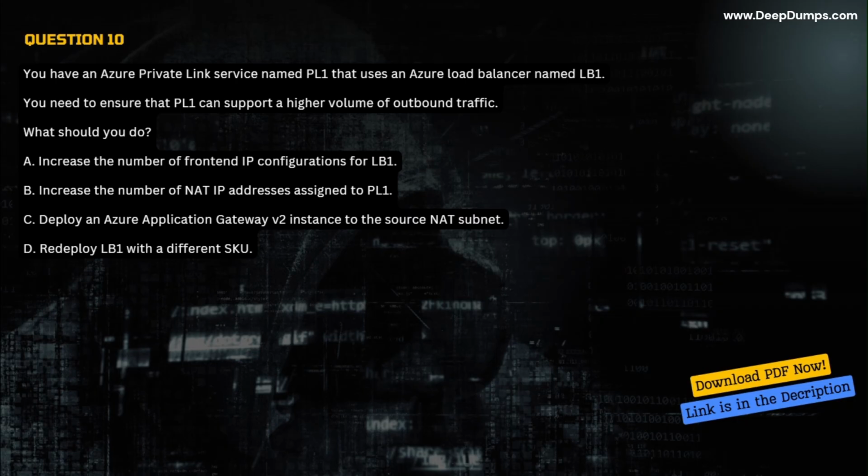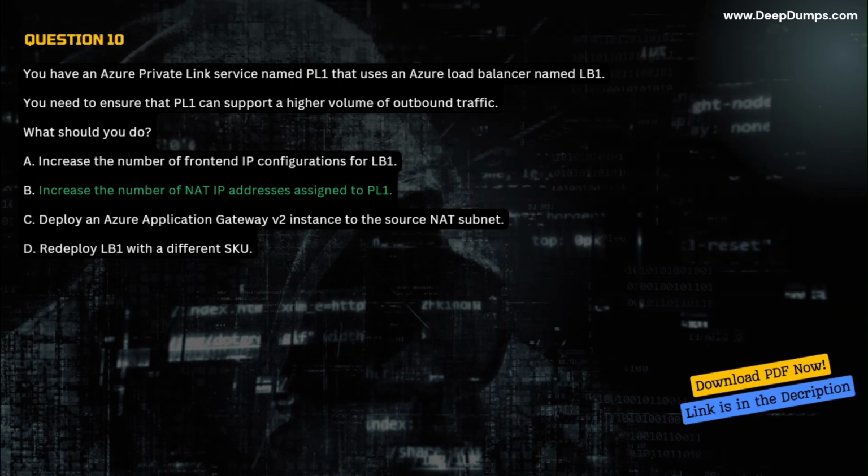Question 10. You have an Azure Private Link service named PL1 that uses an Azure Load Balancer named LB1. You need to ensure that PL1 can support a higher volume of outbound traffic. What should you do? A. Increase the number of front-end IP configurations for LB1. B. Increase the number of NAT IP addresses assigned to PL1. C. Deploy an Azure Application Gateway v2 instance to the source NAT subnet. D. Redeploy LB1 with a different SKU.